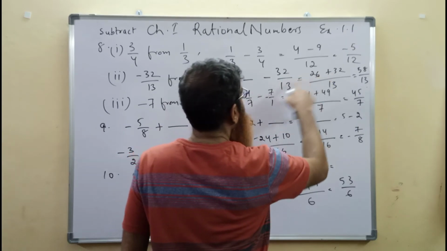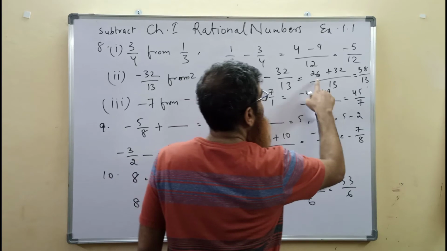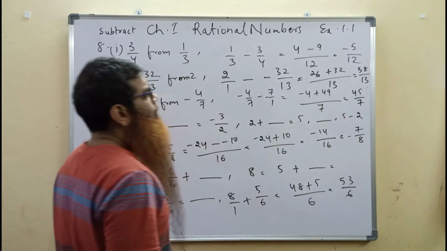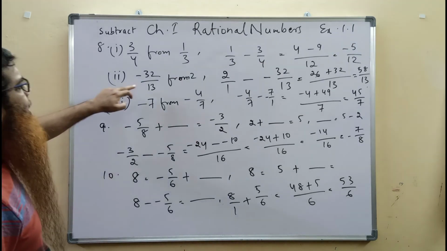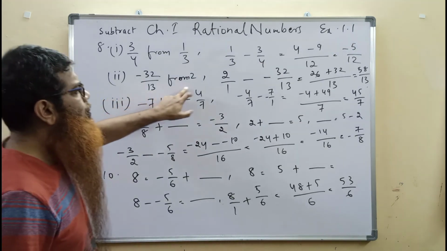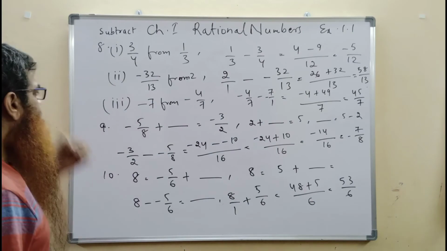Minus of minus is plus. 1 into 13 is 13. 26 plus 32 is equal to 58. 58 by 13. Our result is, when we subtract minus 32 by 13 from 2, we get 58 by 13.